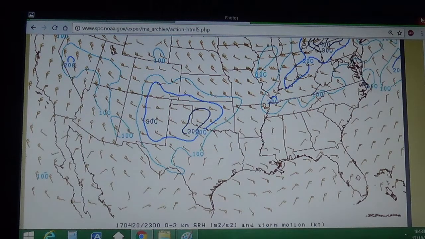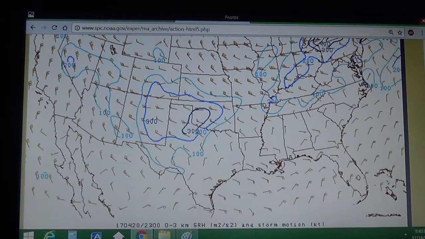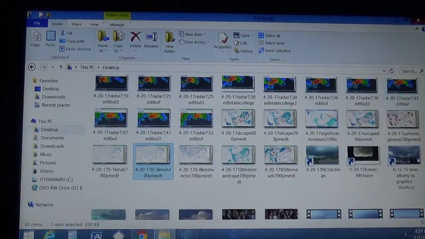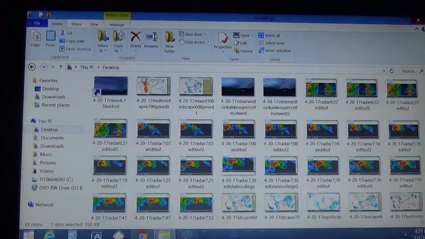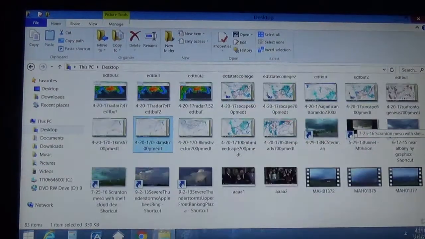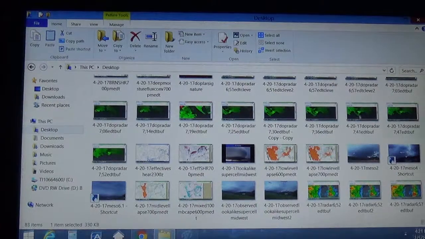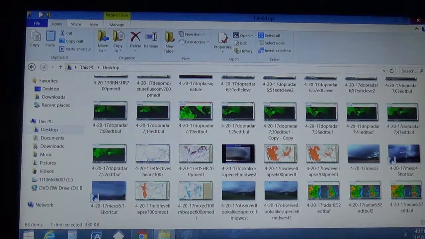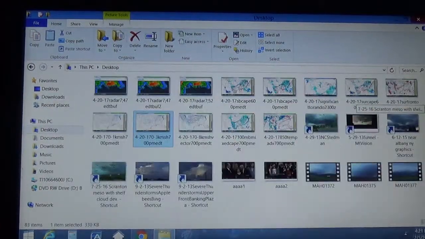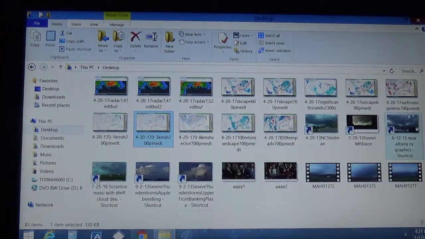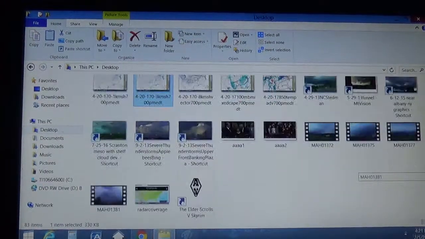7:41 again, 7:47 and 7:36. All those times, I'll just go back and look at those. There should have been a warning out, especially when the radar beam is not really doing a good job here.